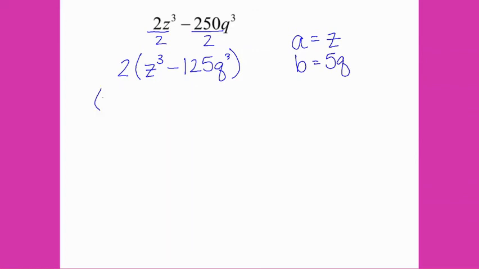So I would have z minus 5q times z squared plus z times 5q plus 5q squared. Don't forget to bring down your GCF.